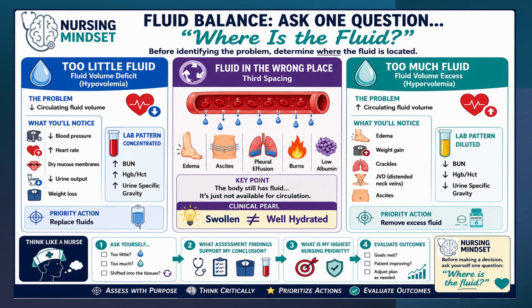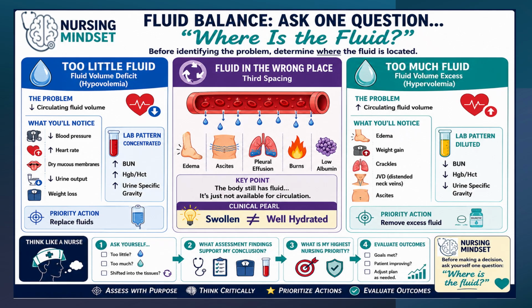Now, let's move to the center of the graphic. This is probably the concept that challenges students the most. Sometimes the body hasn't lost fluid at all. Instead, the fluid has moved to where it's not useful. This is what we call third spacing. Fluid leaves the blood vessels and collects in places where it doesn't help circulation, like the tissues, the abdomen, or even around the lungs.